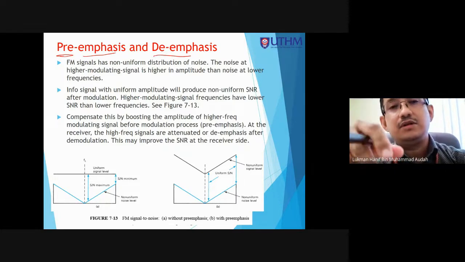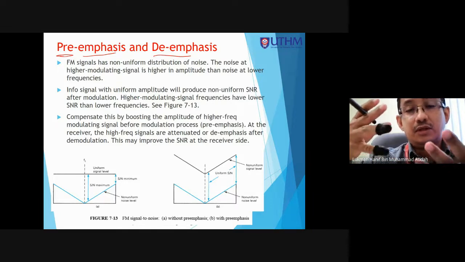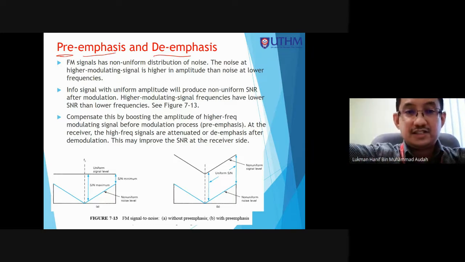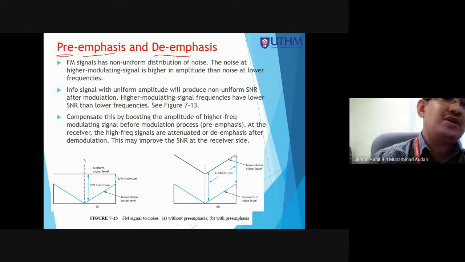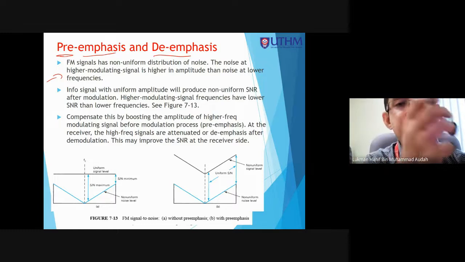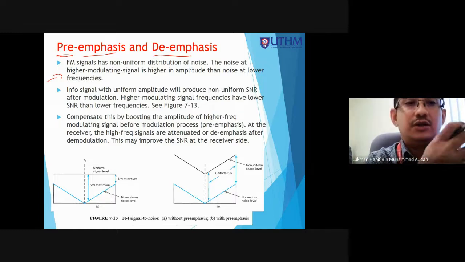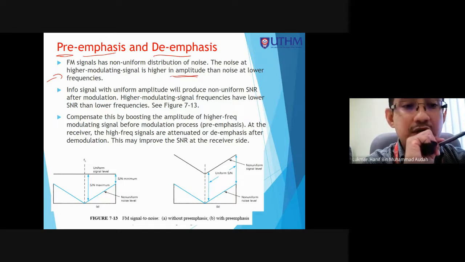De-emphasize, maknanya kita kurangkan. Tadi kita naikkan, emphasize, we de-emphasize, we reduce it. So dikatakan di sini, FM signal has a non-uniform distribution of noise. The noise at higher modulating signal is higher in amplitude than the noise at the lower frequency. Apa maksud dia?